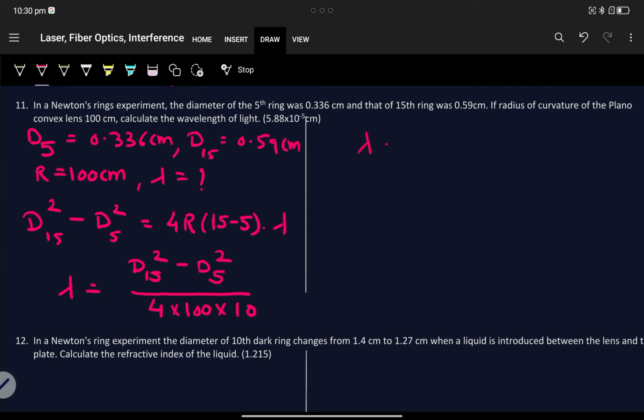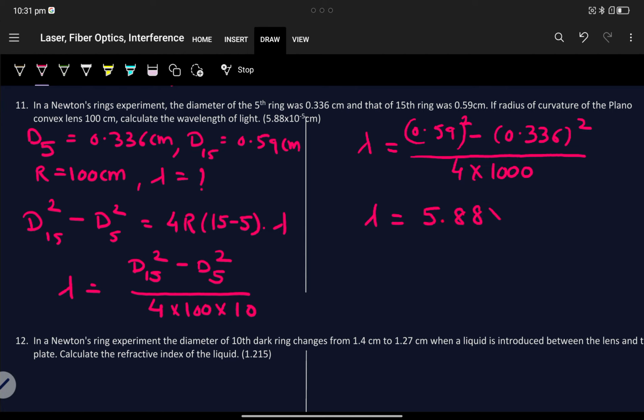So when we calculate, we take the square of the diameters. I will be writing this as 0.59 square minus 0.336 square, divided by 4 into 1000. Students, when we calculate, we'll get this value of wavelength as 5.88 into 10 to minus 5 centimeter. Let's move towards the next question.